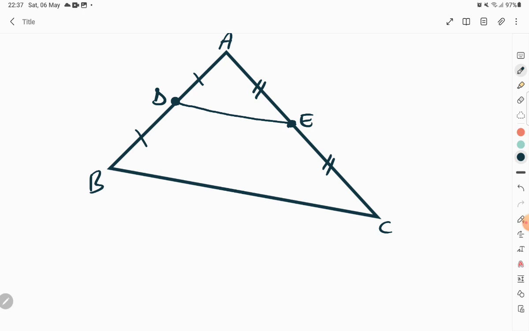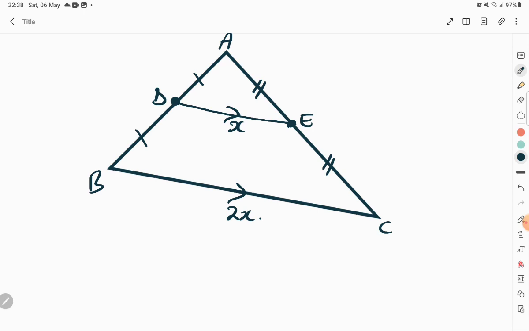Let me not write the theorem at large, but the idea is that a line drawn from the midpoint of two sides of a triangle is parallel to the third side and also half the third side.